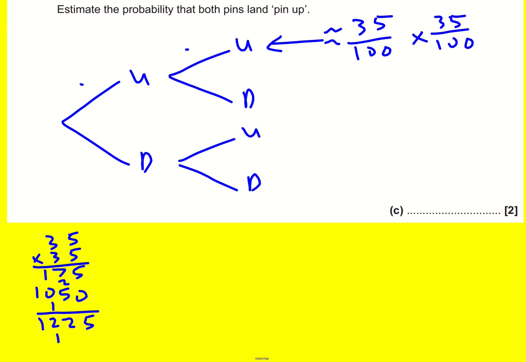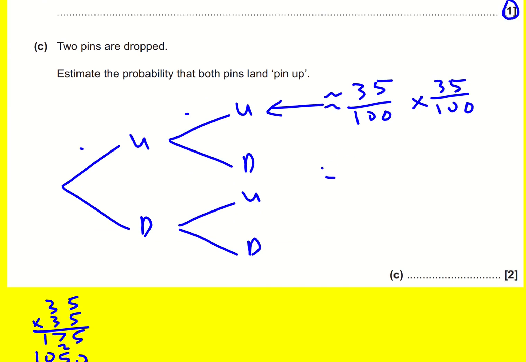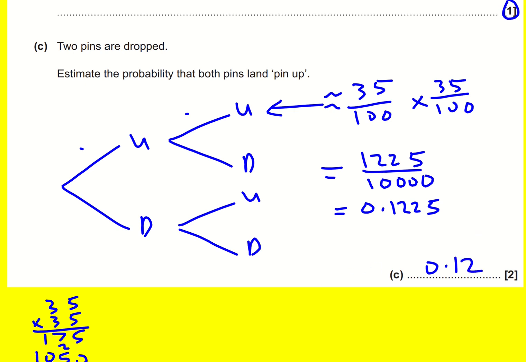Okay, 1,225 over 10,000, and that's going to be, if I divided it by 1,000, I'd get 1.225, so it's going to be 0.1225. Now remember, this is an estimate, so I can't give it to that amount of accuracy, so it's going to be about 0.12. Now you would actually get marks as long as it's in this range here.